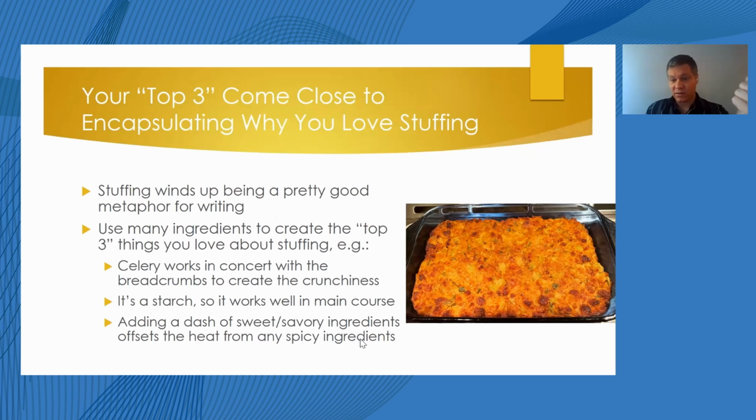The celery interacts with the breadcrumbs to create the crunchiness. So long as you pair it with something that isn't too starchy, it also works really well with the main course. And then if you want spiciness, great, but you also need a few other ingredients in there to offset some of the spiciness.